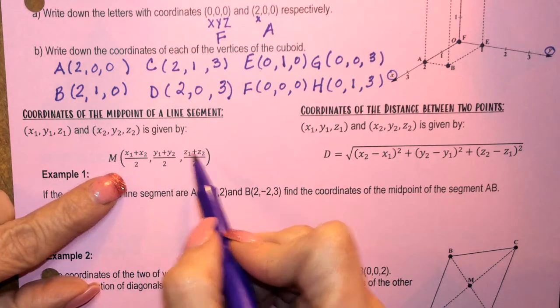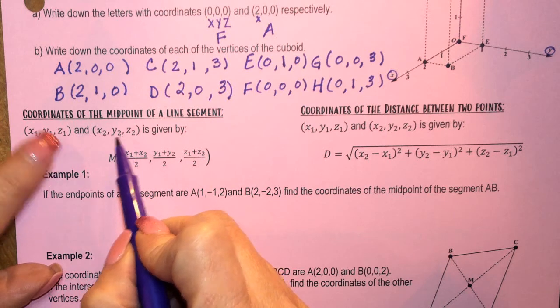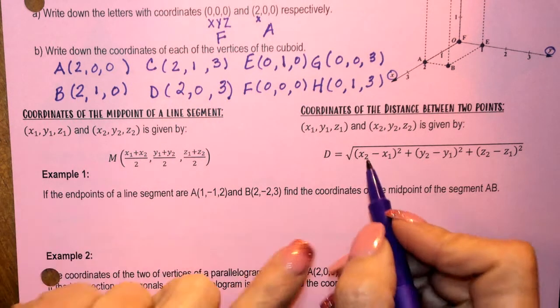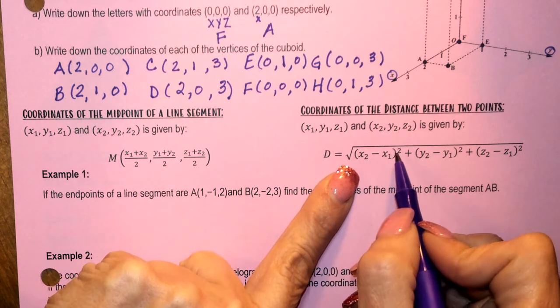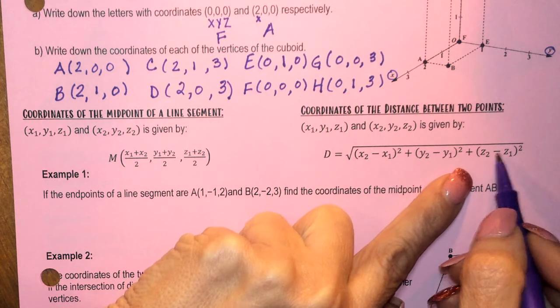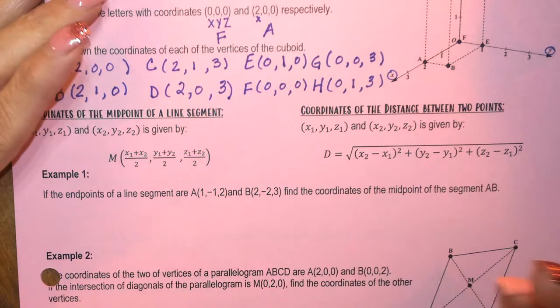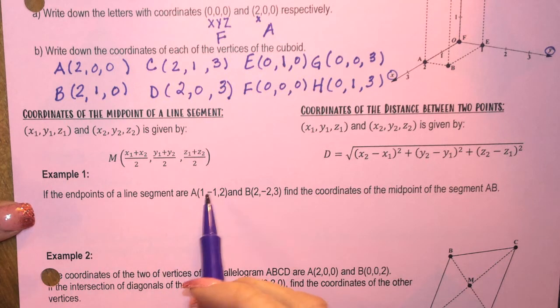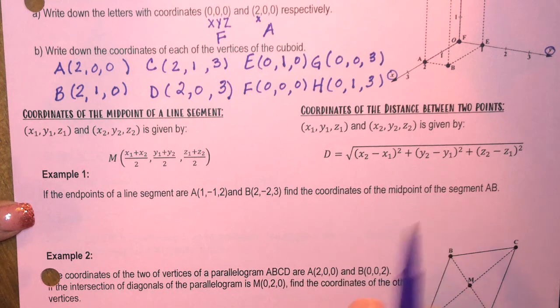So to find the midpoint, we average the x's, we average the y's, we average the z's to find the midpoint. For the distance formula, we subtract the x's and square it, add it to subtracting the y's and squaring it, add it to subtracting the z's and squaring it. So those are going to stay the same. So here we go. If the endpoints of a line segment are A and B, find the coordinates of the midpoint. All right.